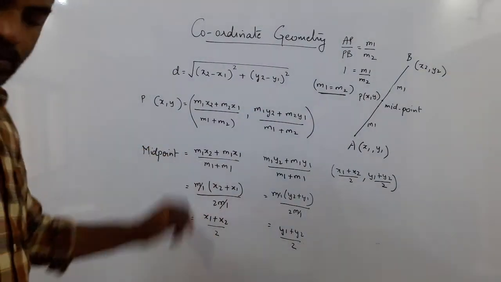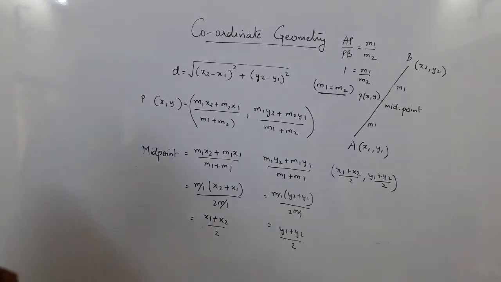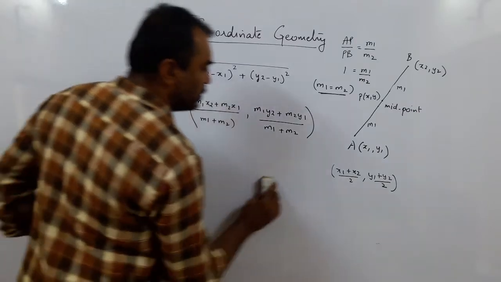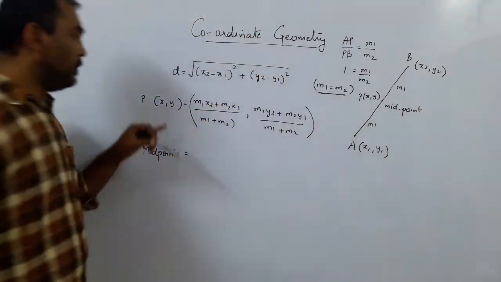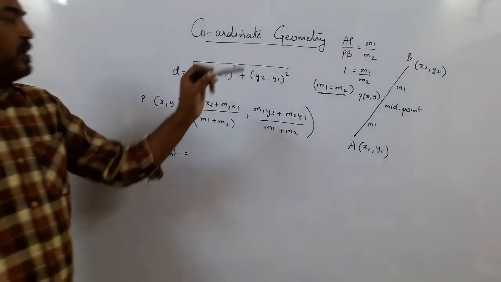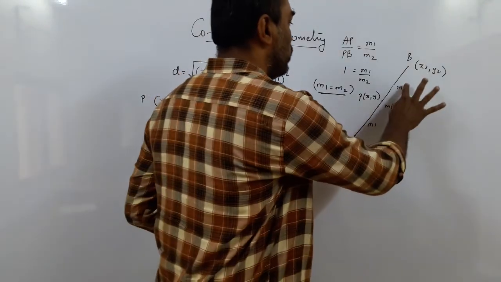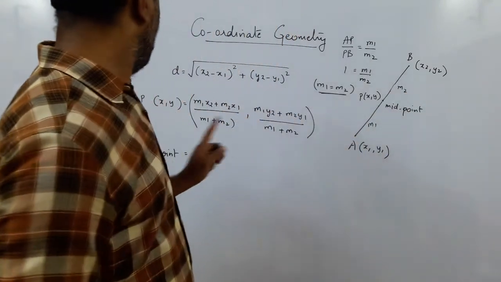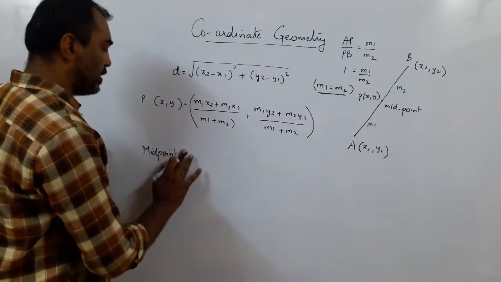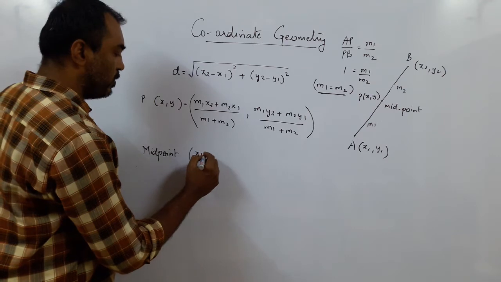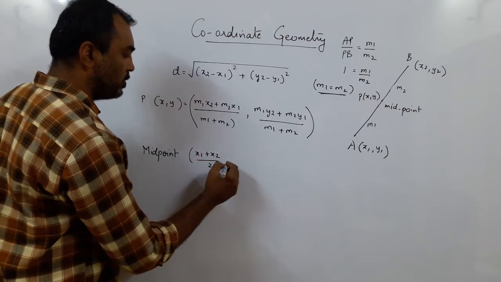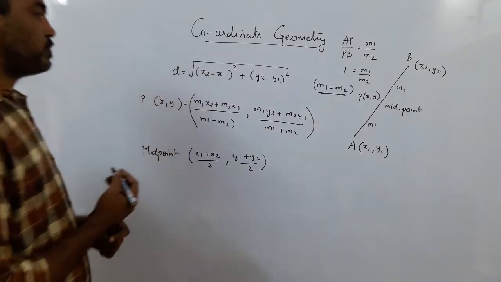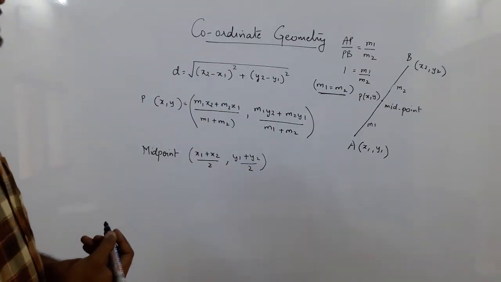So now I rub this off and just put the formula here. What are the coordinates of the midpoint then? You can see here P is any point on the line which divides AB in the ratio m1 is to m2. If it is m1 is to m2, then we have this formula. But if it is the midpoint, then the coordinates are (x1 plus x2) upon 2, comma, (y1 plus y2) upon 2. Okay? So let us see an example.